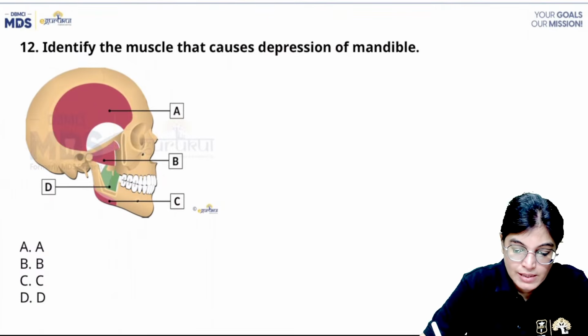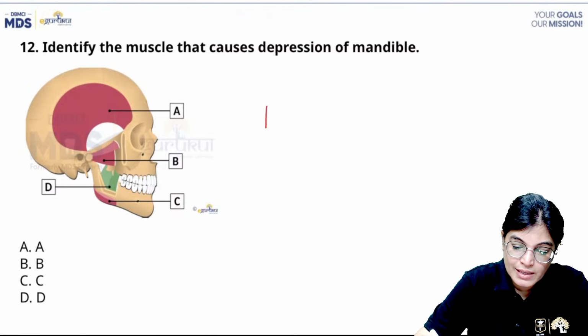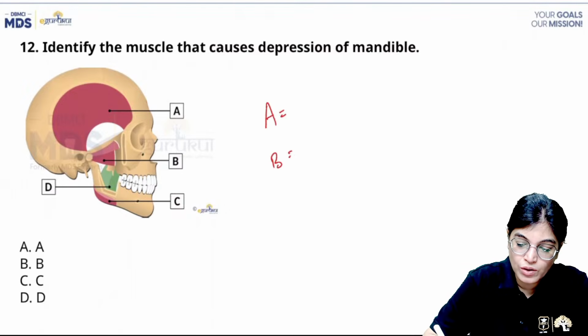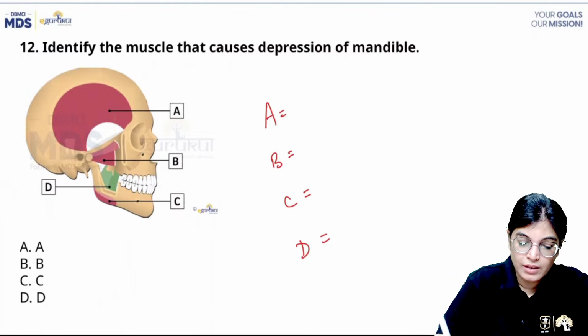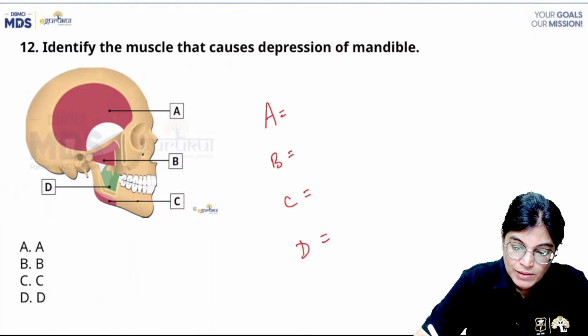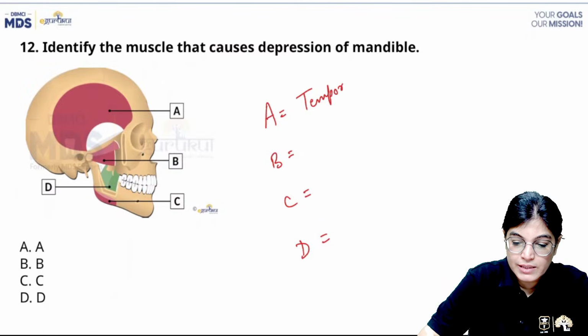So we have A, B, C, D. First, what is A, what is B, what is C, and D. If I talk about muscle A, it is the temporalis muscle. B is the lateral pterygoid muscle.